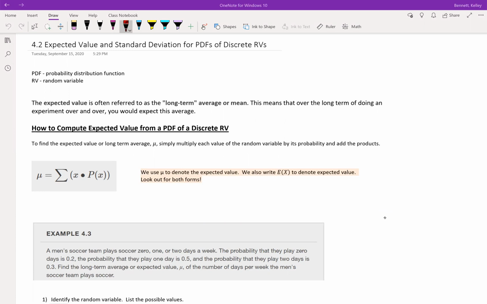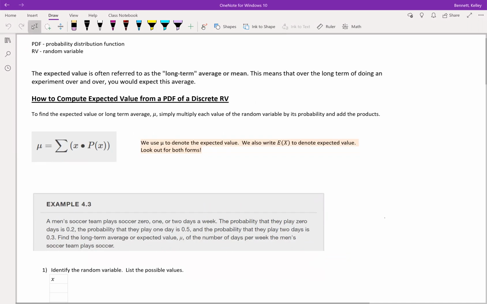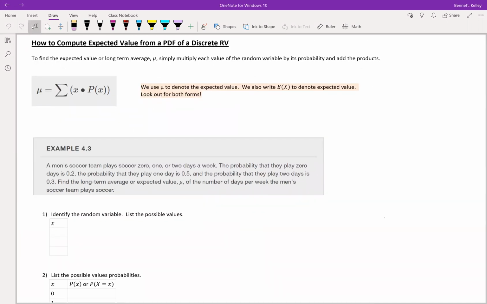For this, we need a probability for every value. So let's start with an example. A men's soccer team plays soccer 0, 1, or 2 days a week. The probability that they play 0 days is 0.2. The probability that they play 1 day is 0.5, and the probability that they play 2 days is 0.3. Find the long-term average or expected value mu of the number of days per week that the men's soccer team plays. So the first thing you want to do is list all of the possible values.